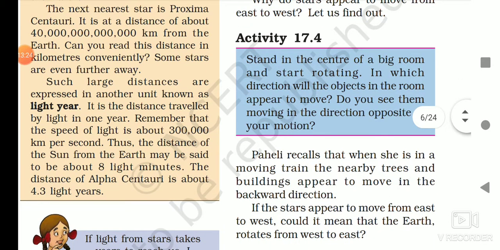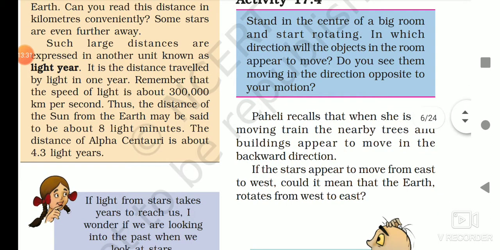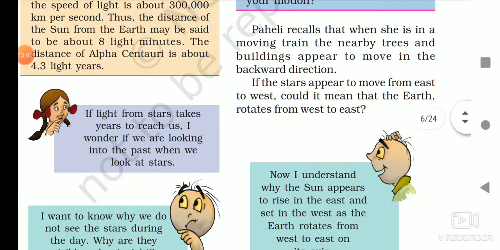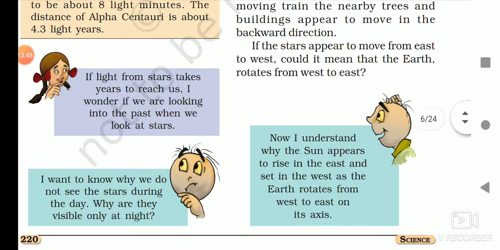Paheli recalls that when she is in a moving train, the nearby trees and buildings appear to move in the backward direction. So if the stars appear to move from east to west, could it mean that the Earth rotates from west to east? Of course. So now Bhujo said, I understand why the Sun appears to rise in the east and set in the west, as the Earth rotates from west to east on its axis.